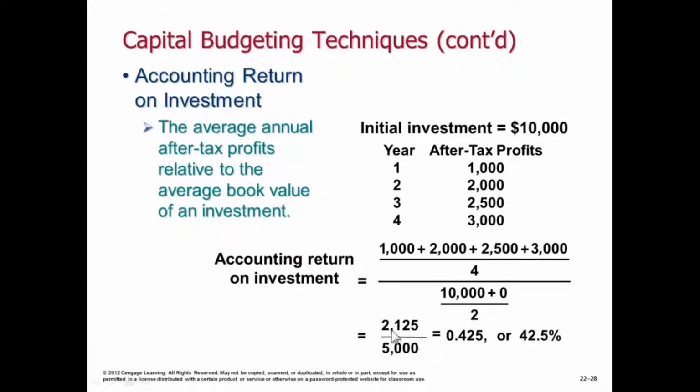So when I look at that, my average profits are $2,125. My average investment is $5,000. That's a 42.5% return on investment. That's not a bad deal. That's something I could really go for.